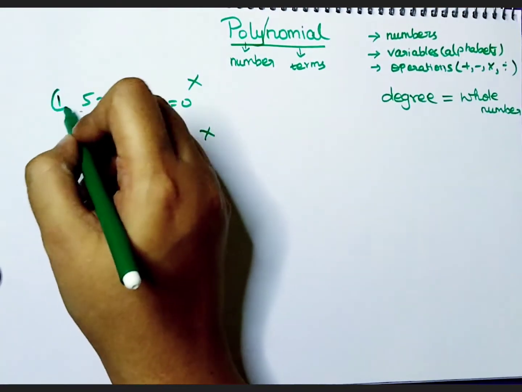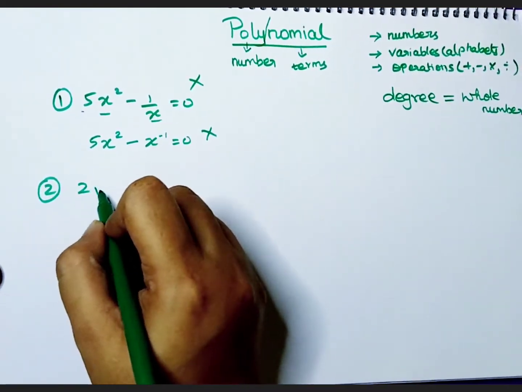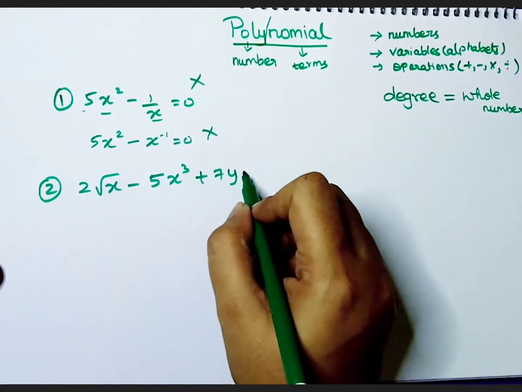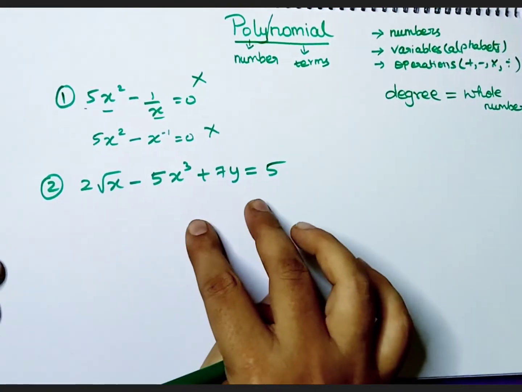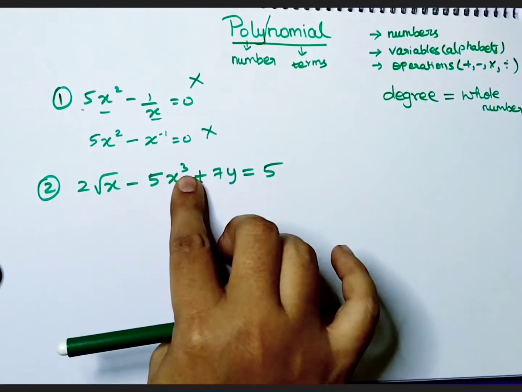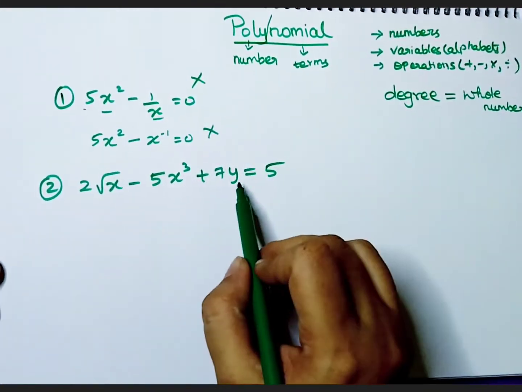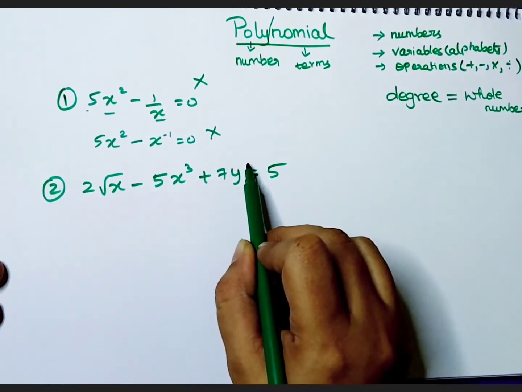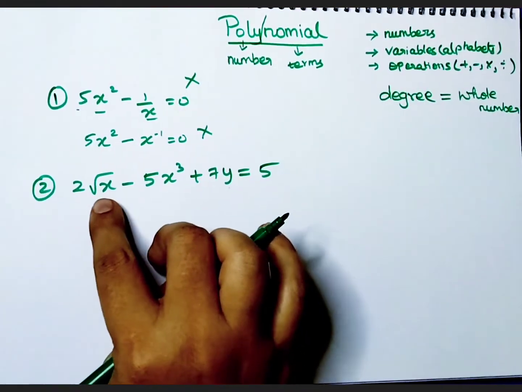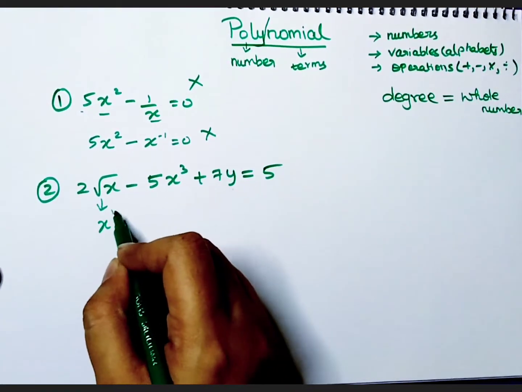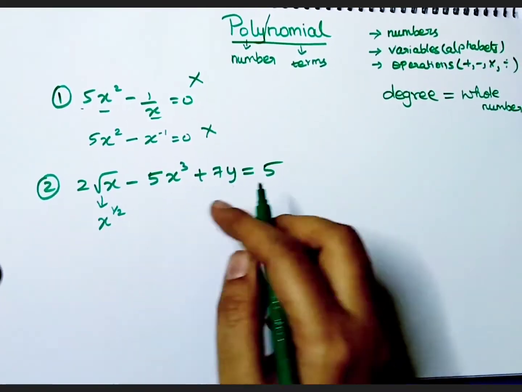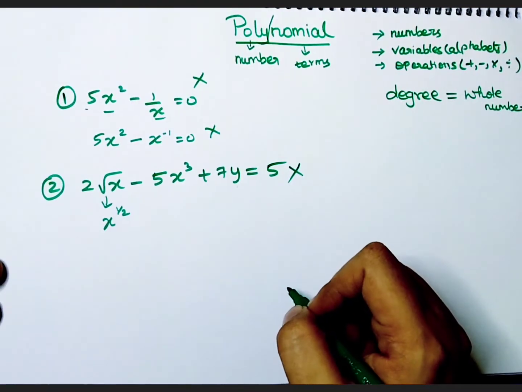Okay, then the second example, 2 root x minus 5x cube plus 7y equal to 5. So this is an algebraic expression. Let's check whether this is a polynomial or not. Here we have x power 3. If we have only one variable, without any number in the power, then it is meant as power 1. Okay, so this is a whole number. But for root x, we can write it as x power half, isn't it? So this half is not a whole number.